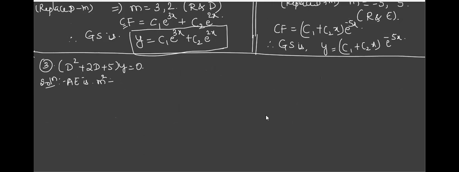M square plus 2m plus 5 equal to 0, correct? Solve and tell me what are the roots. Minus 1 plus or minus 2i. Which type of roots are they? Real or complex? They are complex roots. So for complex roots, how to write?